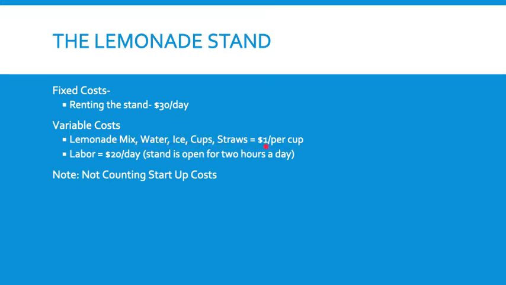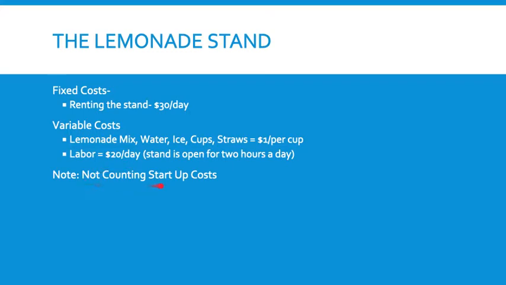So for this example, we'll say all this stuff adds up to, if we were going to divide it up, $1 per cup would be our costs. And then our labor, for each worker, we're going to be open for 2 hours. We're going to pay a worker $10 an hour, so it'll be $20 a day to work. So these are our variable costs.